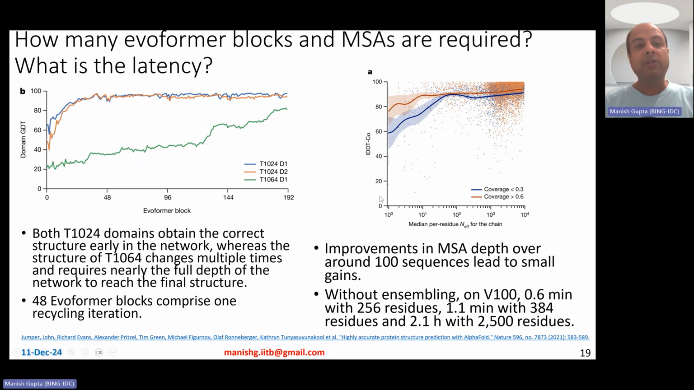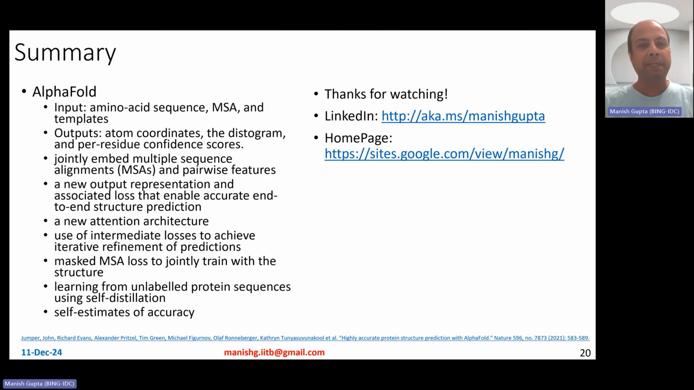So how about the latency of this AlphaFold model? They proposed an ensemble-based model of five different AlphaFold models, but then they observed that not ensembling does not lead to much drop in accuracy. Without ensembling on a typical V100, it takes about 0.6 minutes to process a protein with 256 residues, 1.1 minutes with 384 residues, and 2.1 hours with 2,500 residues. So for longer proteins it still takes about 2.1 hours. But this is much, much smaller compared to the years that typical non-deep learning methods take to predict the 3D structure of proteins.